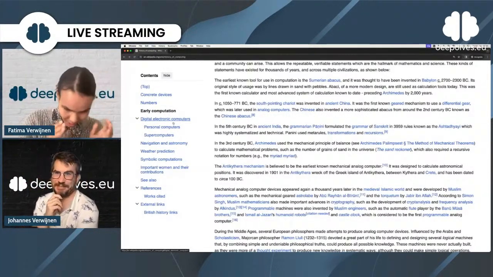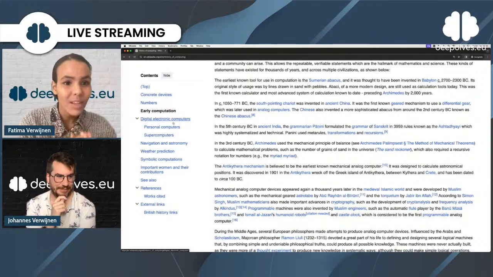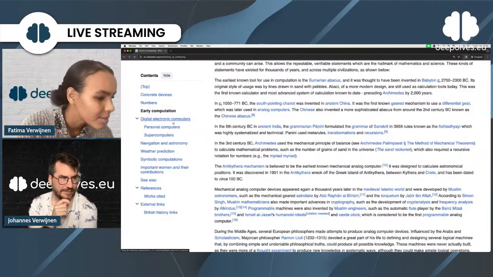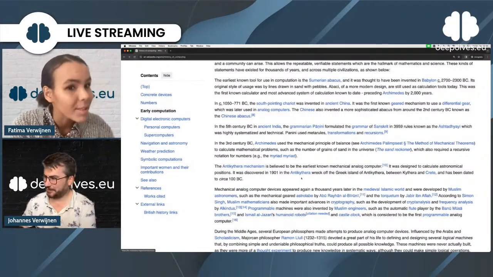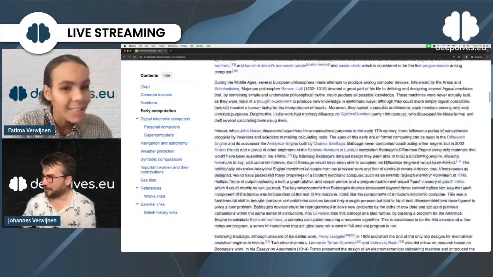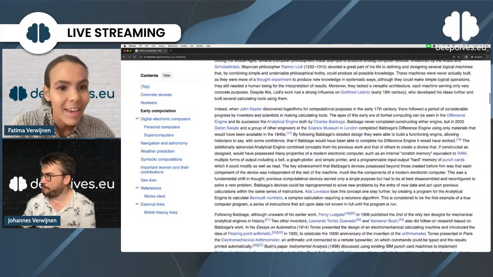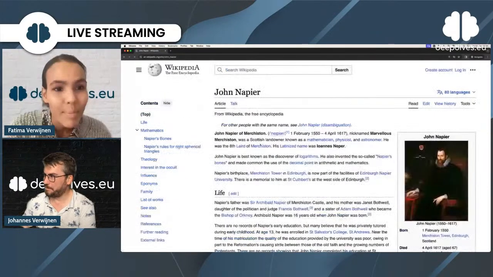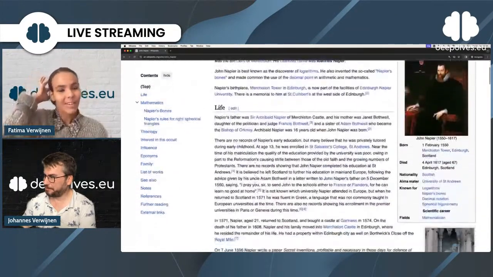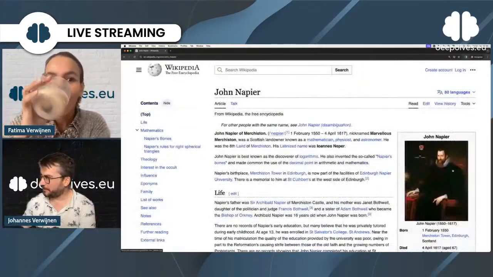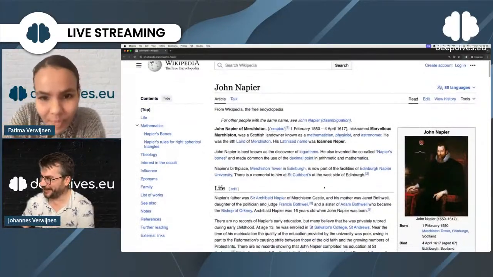Okay, so industrial age, starting with John Napier, who came up with logarithms. The machine that Napier was famous for is called Napier's bones. Let's look at what John Napier gave to the world. And that's what it looked like roughly.